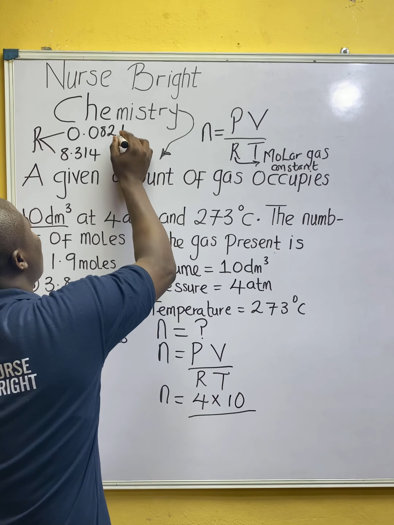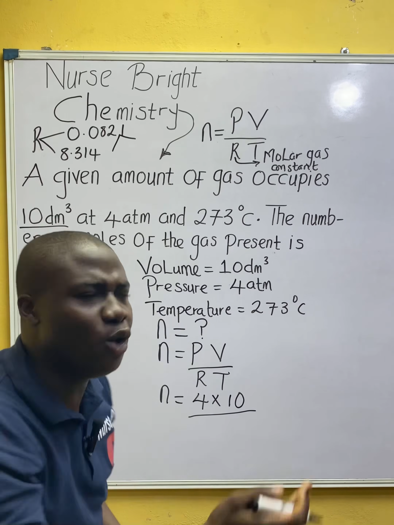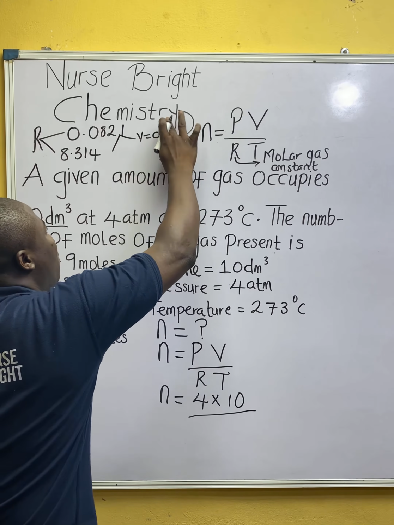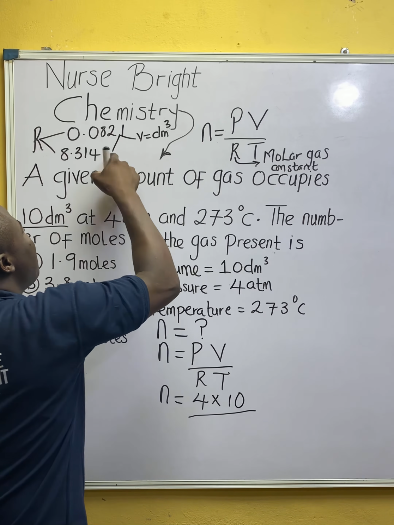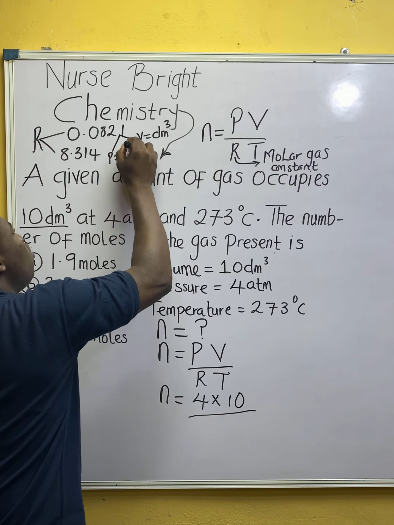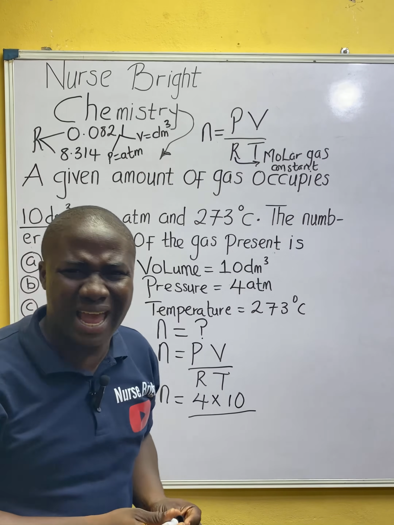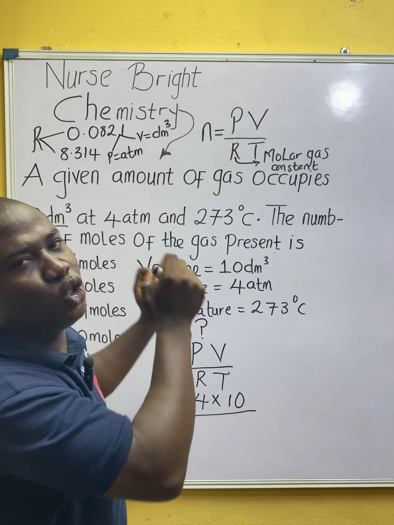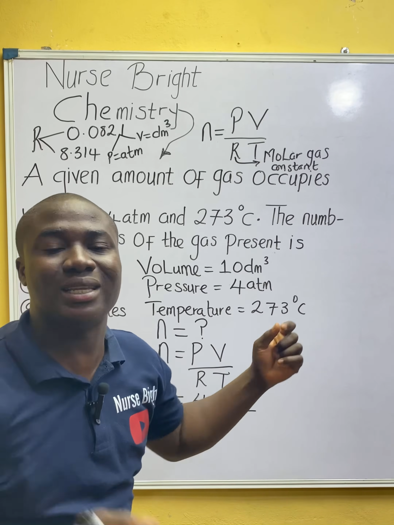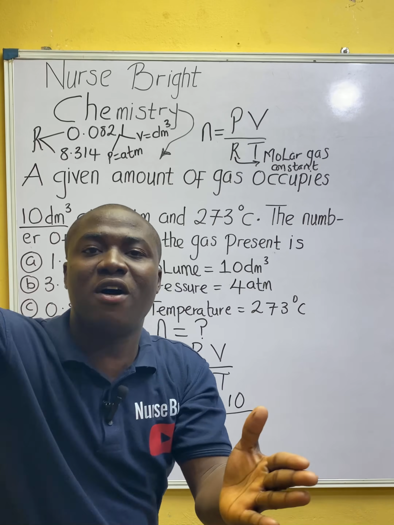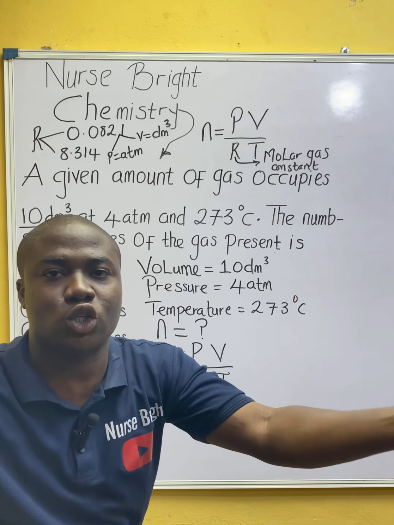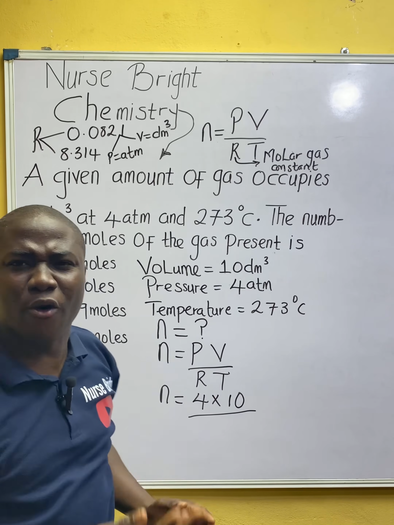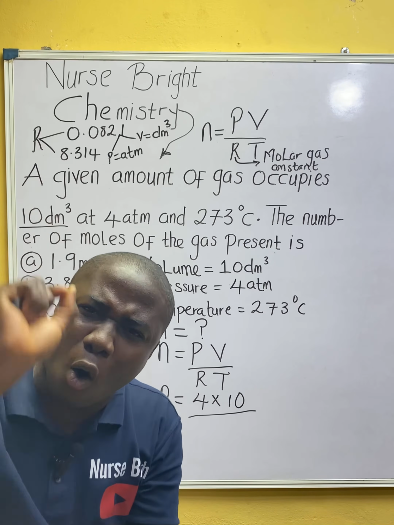Now, for me to use this constant, listen properly. My volume V should be expressed in dm cube. Listen properly, whereby my pressure P should be expressed in atm. I believe you are following me. If volume or pressure are not expressed in these units, don't use this constant. Ensure you convert whatever volume or pressure you were given in the question to be in dm cube for volume and atm for pressure, so that you get the correct answer.